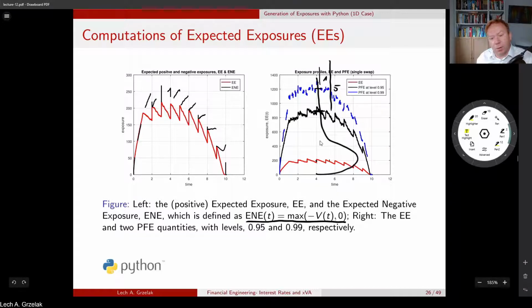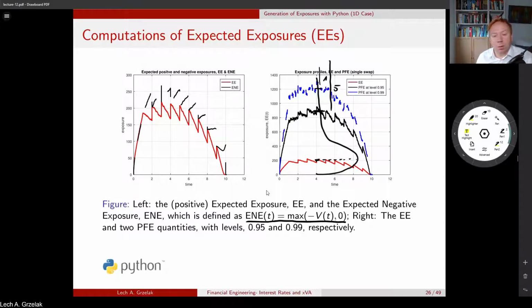You can think, I'm looking at this point now, T4. So this will be the expectation of this distribution. So this is how you can think. This is the profile at a given time 4. This is the profile of our exposures that we have. This is positive exposures. So let's take a look at the Python code.